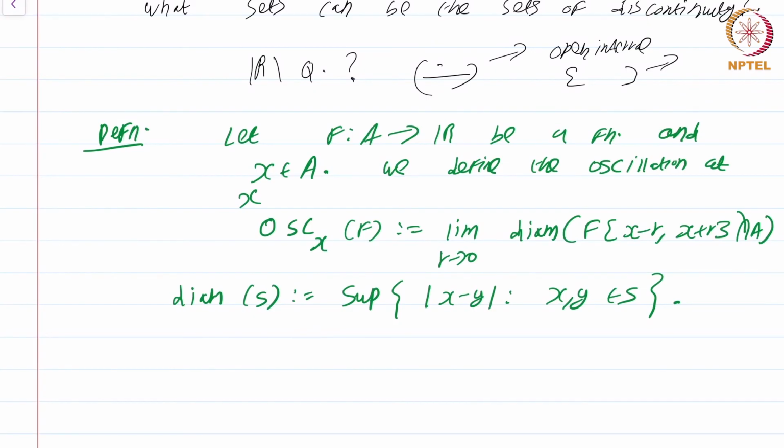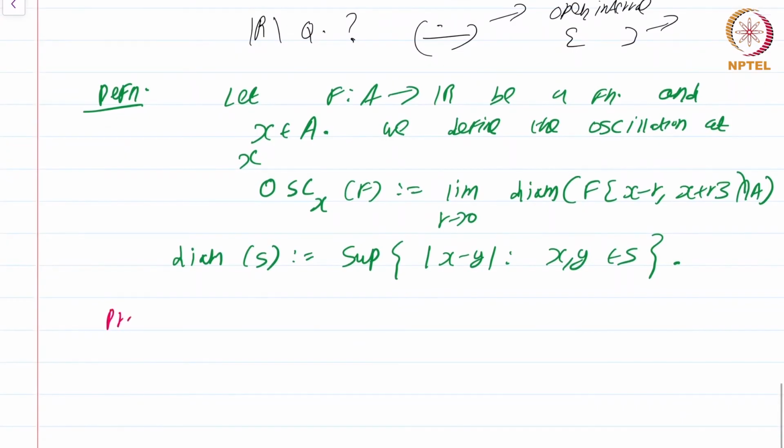Now, what is this oscillation at x measuring? Well, it is measuring how large is the image of f near the point x. If the function is not continuous, then you expect the function to have a non-zero oscillation at the point x. And that's indeed the case. So I'm going to leave it to you to prove this very easy proposition.